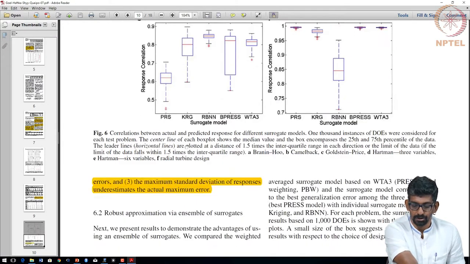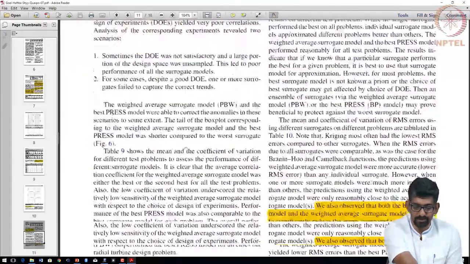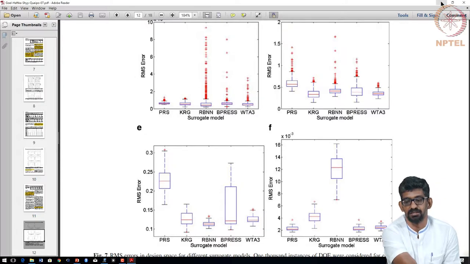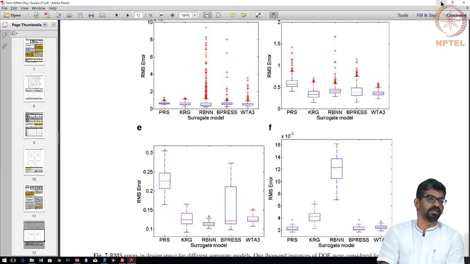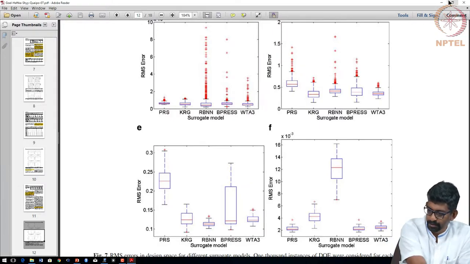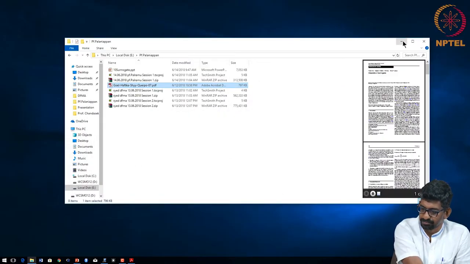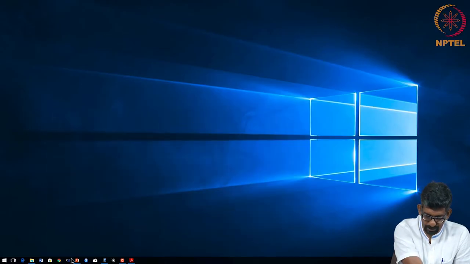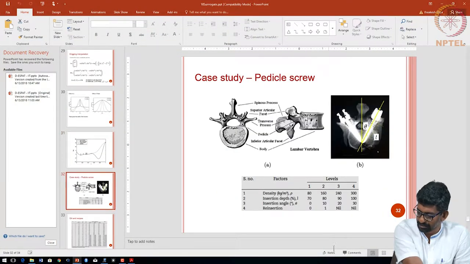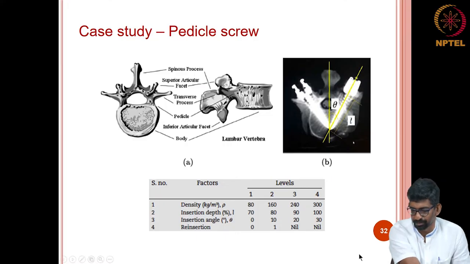So, this is an interesting paper if you are looking at ensembles. And they suggest that you use a weighted average surrogate, or a weighted ensemble, unless you have some information on what ensemble to use. So, this is one paper that I recommend, and I will just discuss a small case study that we did. With that, I will wrap it up.